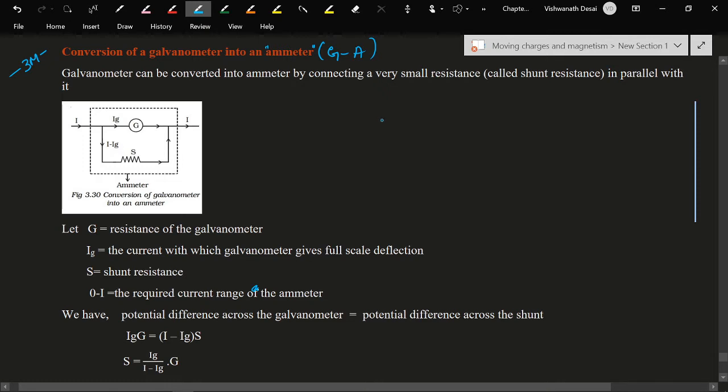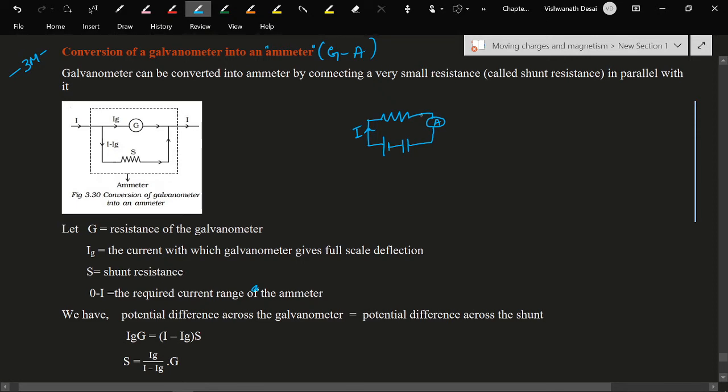Suppose I have a random circuit here, some random circuit, some of the devices were connected in it. I want to check the amount of current in it. I want to measure how much current is flowing in this particular circuit. For that, we have to connect a current meter, that is called an ammeter. That should always be connected in series with the circuit.